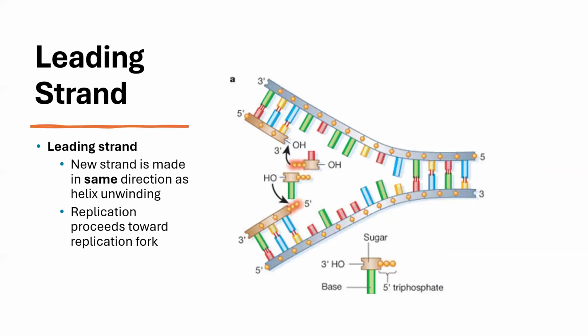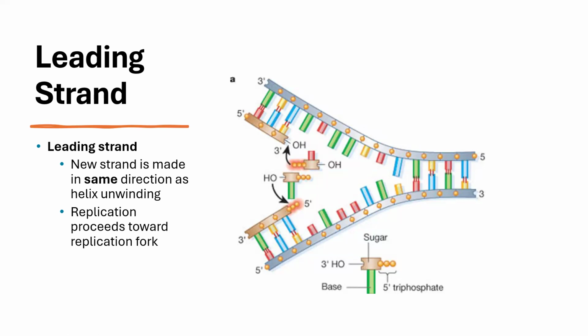Now we have two strands of DNA when we begin replication. Those two strands are called the leading strand and the lagging strand. The leading strand is pretty easy to understand overall because DNA is replicated in the same direction that DNA is being unwound. And so it proceeds towards this opening fork as we replicate.